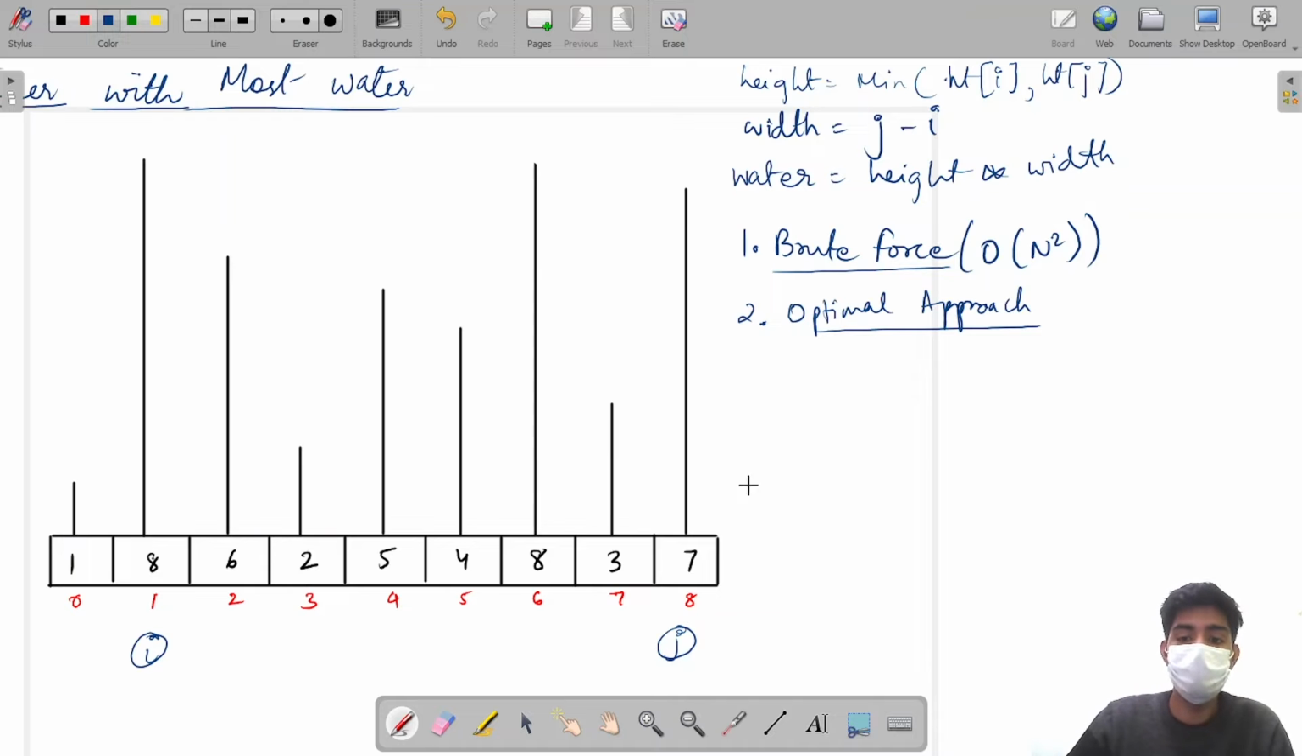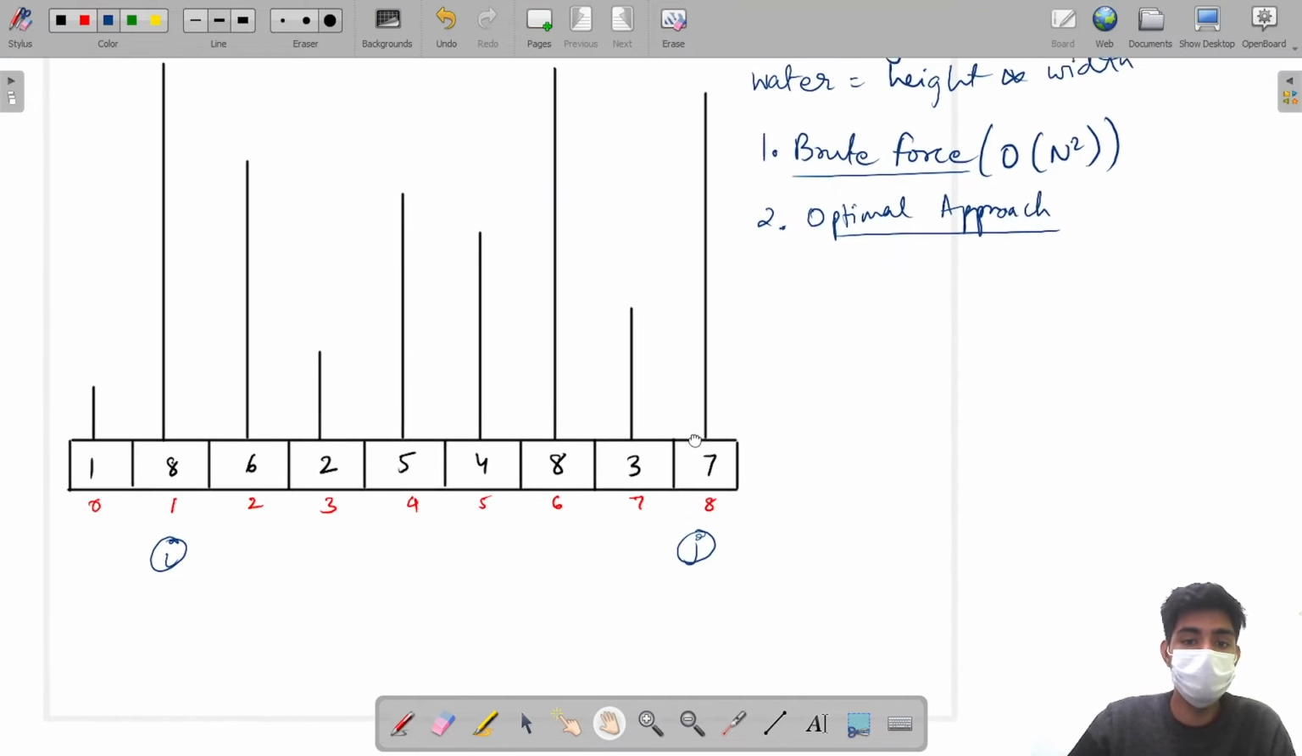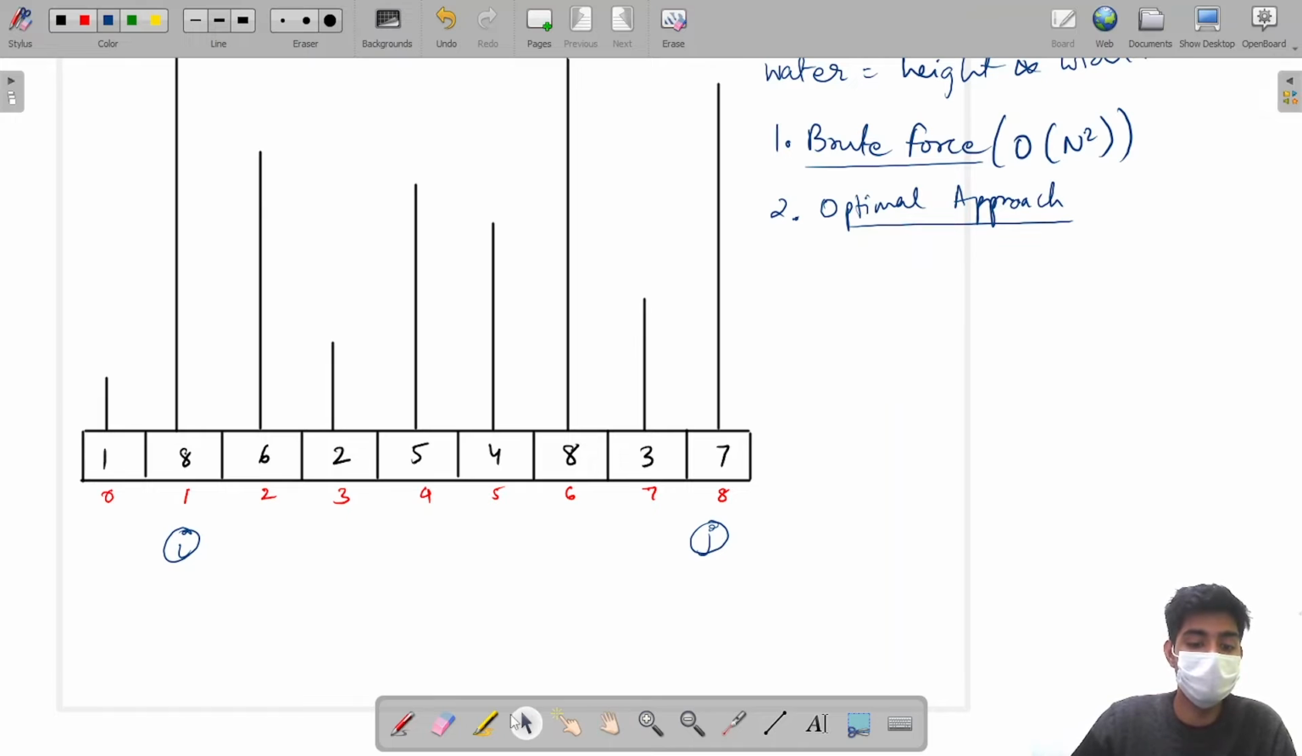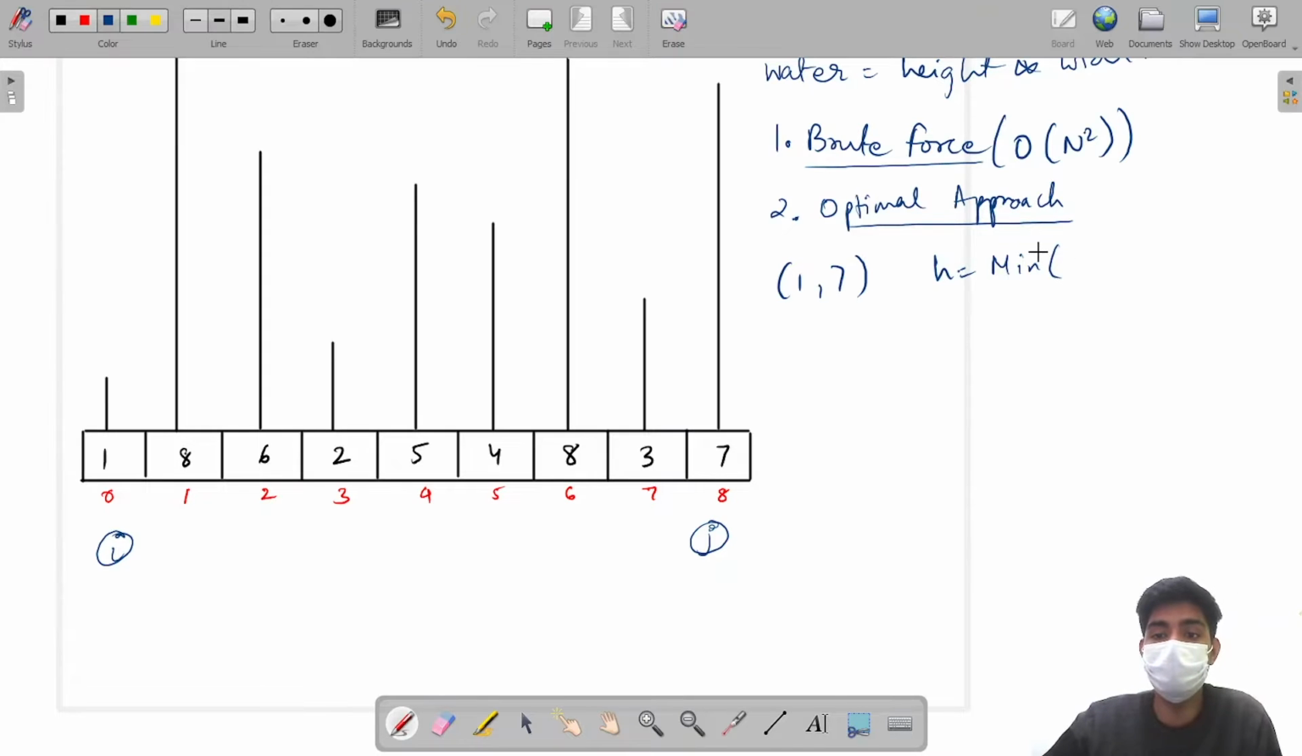Okay, so now in this optimal approach, we will have the i and j pointers start from the beginning and from the end of the vector. Okay, so i is at this point and j is at this point. So currently for this example, I have my i and j at 1 comma 7, right? Now I will try to find the height and the width. So my height will be the minimum of the values, so of 1 comma 7, and it will give me 1, right?